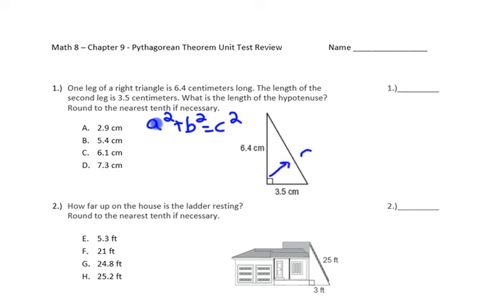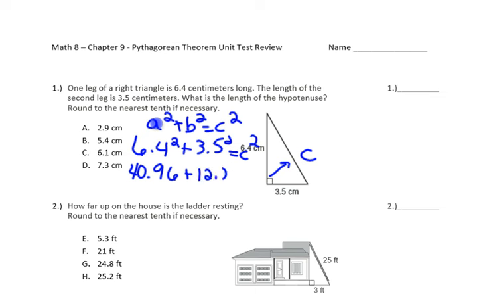Right, here's your hypotenuse, that's your c. Doesn't matter which one's a or b. So 6.4 squared plus 3.5 squared equals c squared. 6.4 squared is 40.96. 3.5 squared is 12.25. Right, so my goal is to still get the variable by itself. So I have to add these two together, which was 53.21. And that tells me c squared.